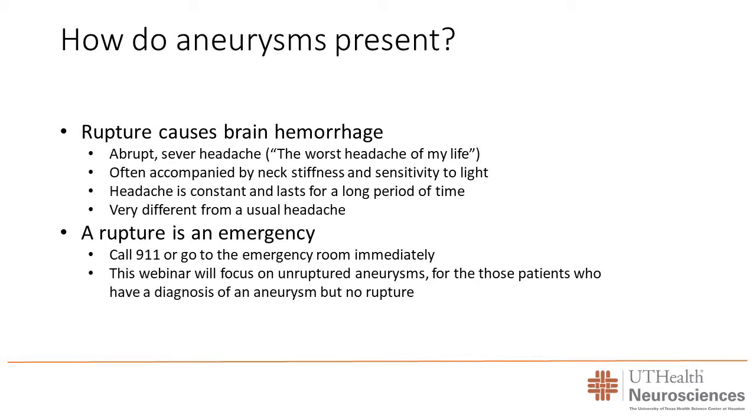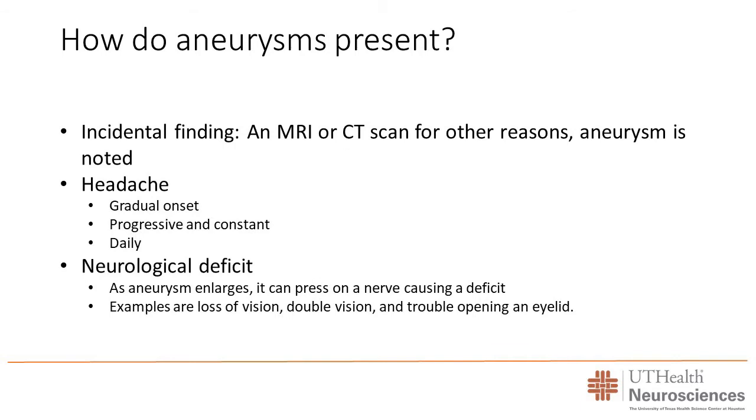What we will talk about is how unruptured aneurysms are found and what we need to do about them. So how do unruptured aneurysms present? Well, the majority of the patients I see now, it was found because somebody ordered an MRI or a CT scan for a whole different reason. You developed vertigo, and your doctor wanted to make sure there's no tumor. You had a car accident, and they wanted to make sure there was no brain injury. So an MRI or a CT scan is done.